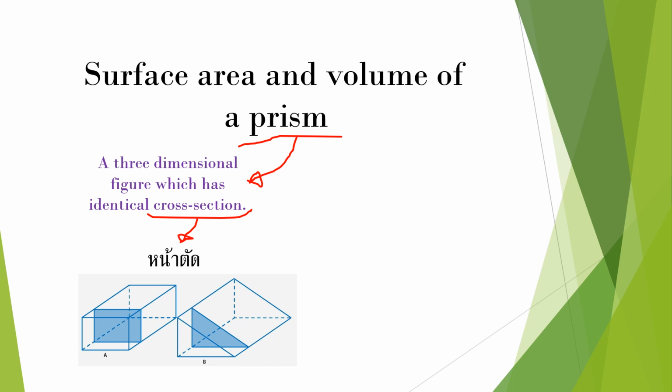Same thing with figure B. The cross-section there is a triangle. Now, if we are going to cut from the front through the back, the cut is always a triangle. Have you understood? Or did you understand? Okay, okay. What are examples of prisms?